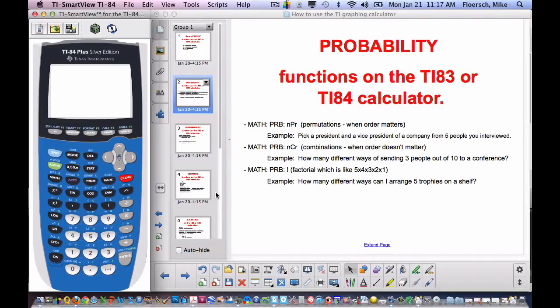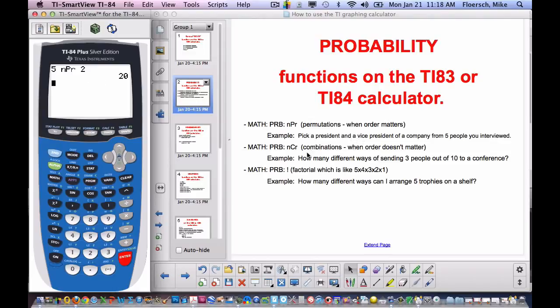Permutations are when order matters. Let's do an example. We want to pick a president and a vice president of a company from 5 people that are interviewed. In this case, order will matter because my president will be my top person and my vice president will be my second top. And I only have 5 people that I interviewed. So I want to do 5, and then we're going to do math, and you can scroll right to the left, and there are your options. We'll hit number 2. And I want to choose 2. That means there are 20 different ways of choosing 2 people for my president and my vice president of my company.